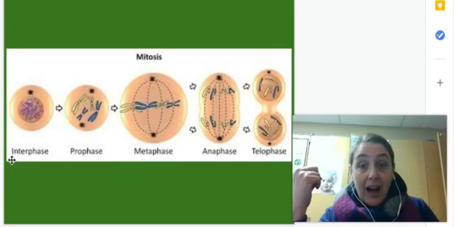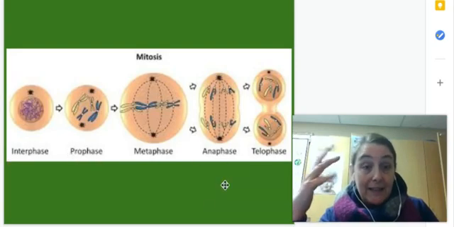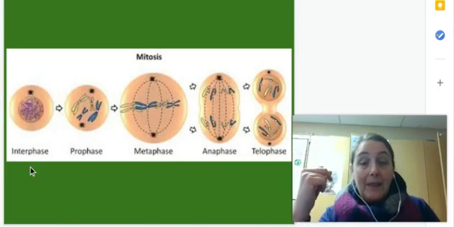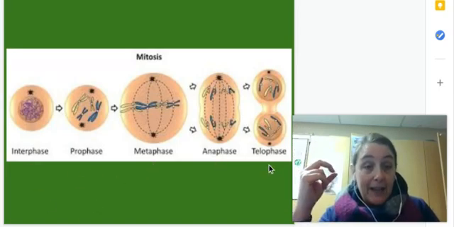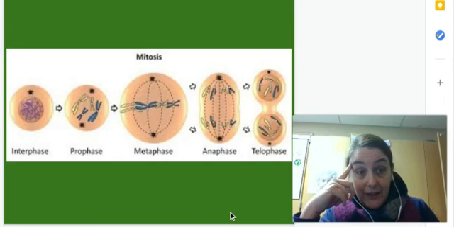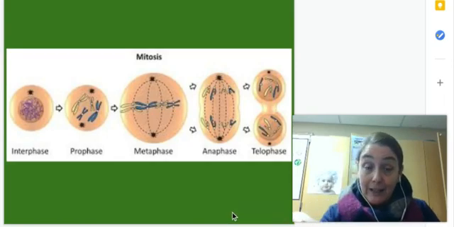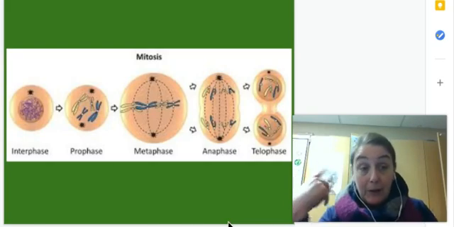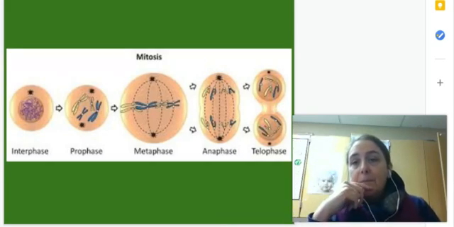It sticks. IPMAT, IPMAT. So there are 5 phases, and they are interphase, prophase, metaphase, anaphase, and telophase. And you can think of it as IPMAT. Don't write that on an exam for the Regents or anything, because nobody will know what you're talking about because it's something I made up, but it'll help you remember the order, IPMAT. So let's talk about what happens here.